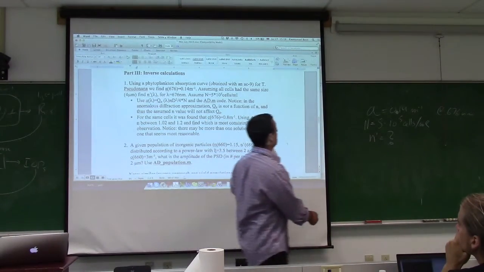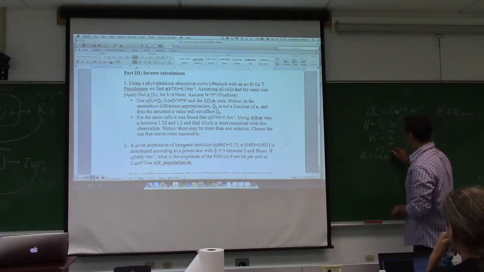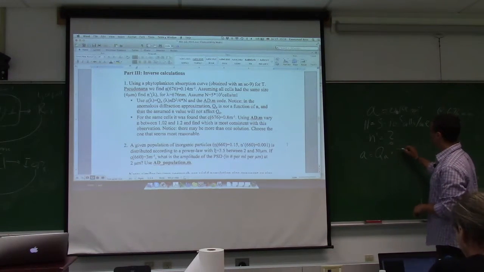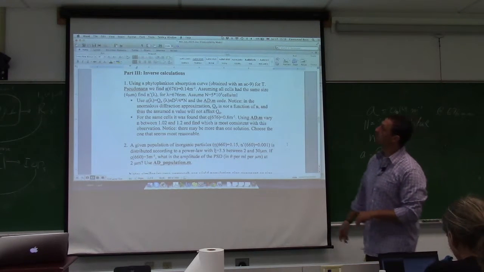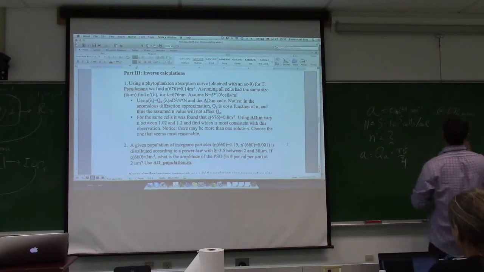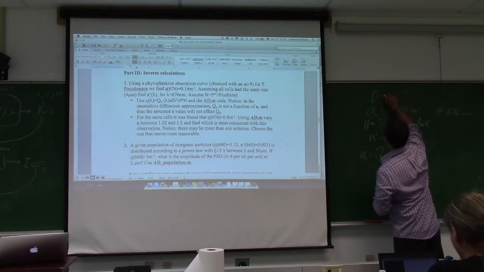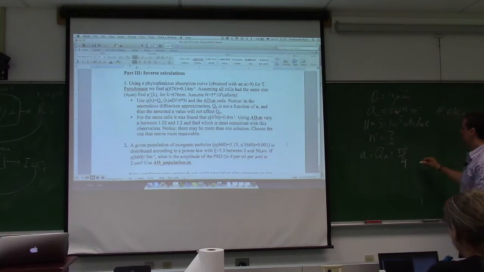So a is, remember, Qa times the cross-sectional area, pi d squared over 4, times concentration. Do I know something about the D? It's 4 micron, lucky me. So the D is 4 micron. This will be my a. So from this, I can get Qa.